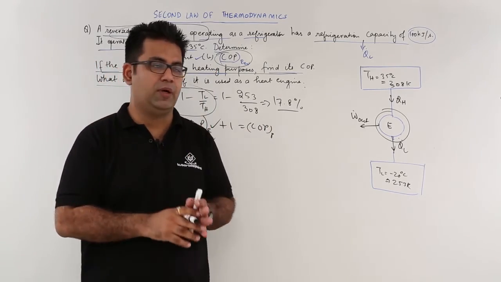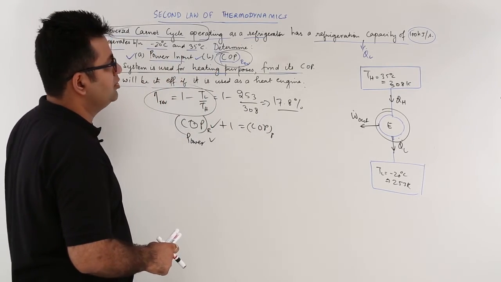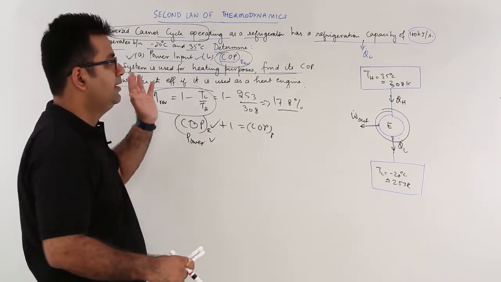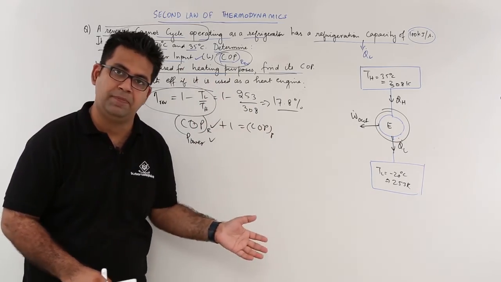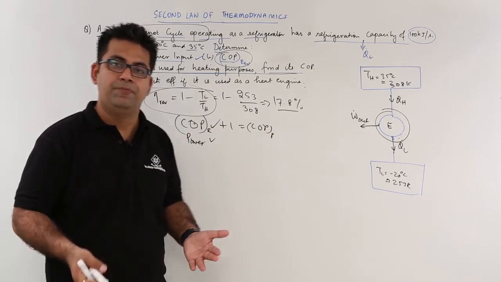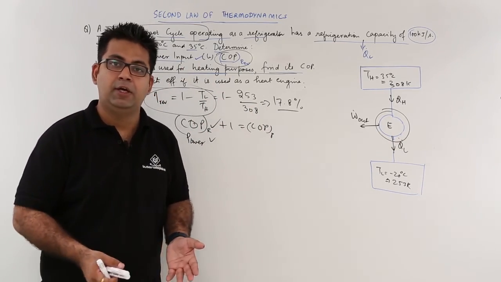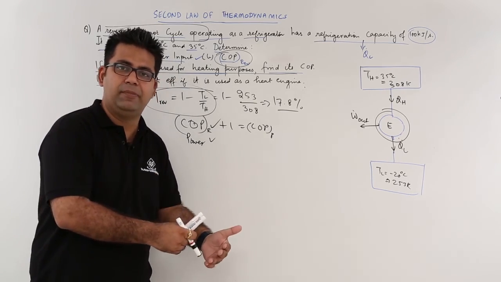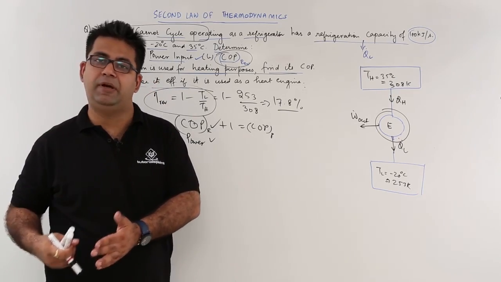So I hope you understood this application of the basic concepts of second law using heat engine, heat pump or a refrigerator. Now let's move on and formally define two statements for second law. We'll define the Kelvin-Planck statement and the Clausius statement for second law.